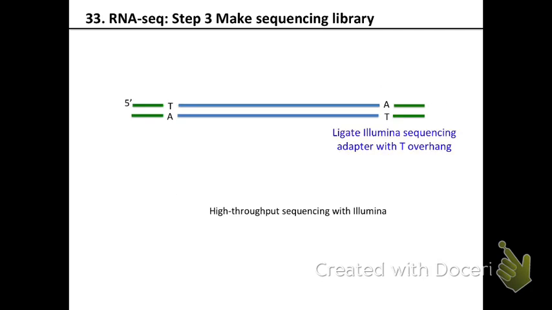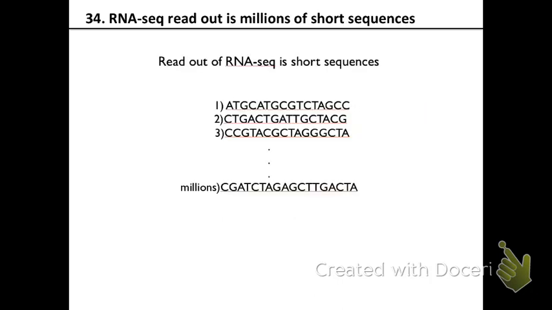Now you have your overhang. What you do is you can use your Illumina adapters, which we talked about, which are short oligos, right? And they have a T overhang. So this A and T are going to be complementary. And then you can ligate these adapters to your cDNA. Now you can take this and sequence it using Illumina, and the output is going to be millions and millions of short read sequences, right?